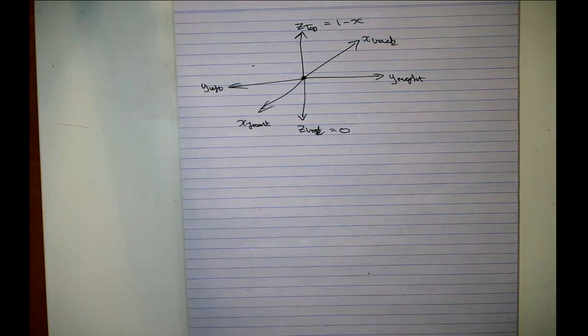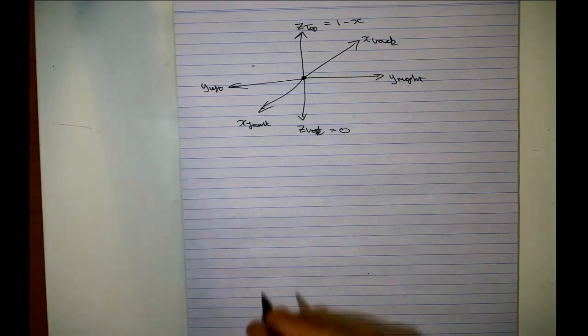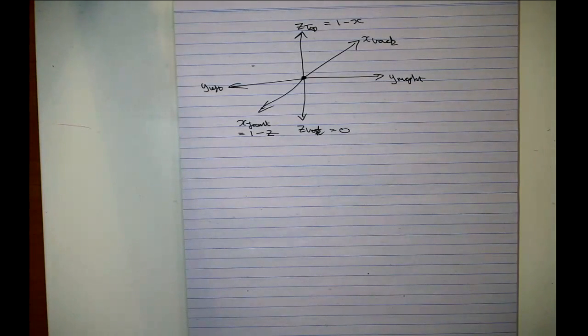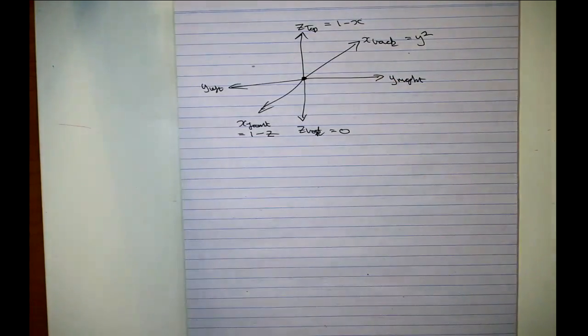Now, if I look forward, so I'm sitting inside looking out of the page, I hit the plane again. And I'm looking in the x direction, aren't I? So this is the plane x plus z equals 1 solved for x. I look back, what do I see? I see the back end of the parabolic cylinder, don't I? So x back is y squared.